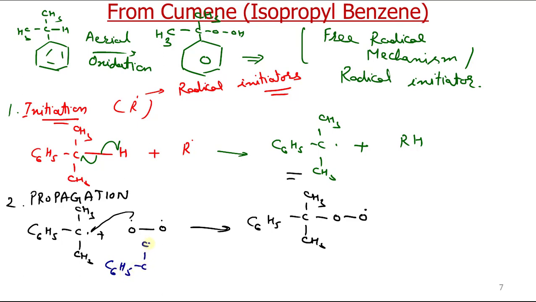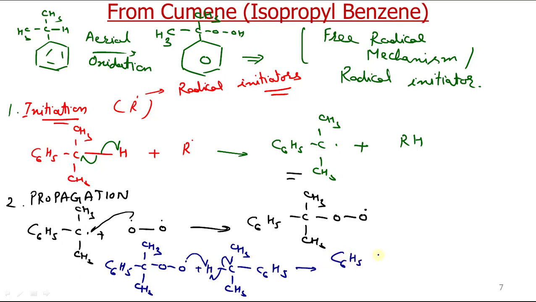Now this radical that is generated can further react. So I will write here C6H5, CH3, CH3, O radical, plus another molecule of cumene, CH3, CH3, C6H5. Now it attacks here, and this undergoes the usual homolytic cleavage to give you cumene hydroperoxide. This is the propagation step, so they keep on reacting repeatedly to increase the yield of cumene hydroperoxide.